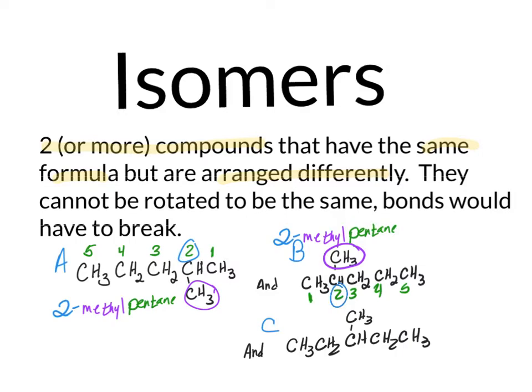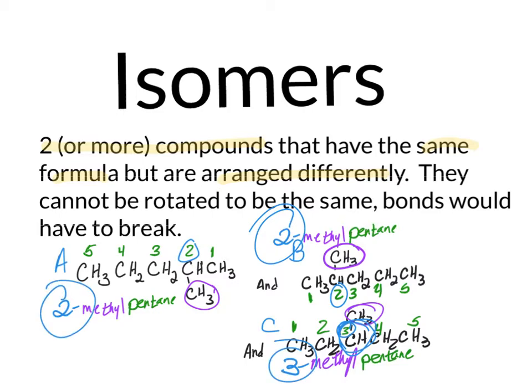What happens with letter C? It's also a pentane. It's also a methyl pentane, but the carbon is now on number 3. So this is 3-methyl pentane, and it is an isomer of the other 2, which are both 2-methyl pentane. And A and B are the same. A and C are isomers of each other.